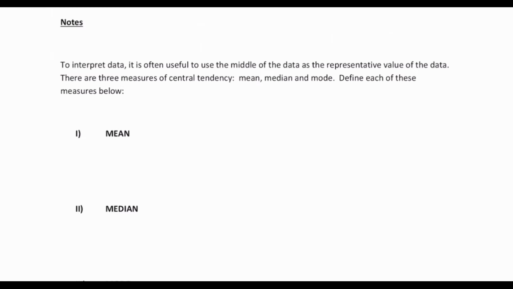Note, to interpret data, it is often useful to use the middle of the data as the representative value of the data. There are three measures of central tendency: mean, median, and mode. Define each of these measures below. So the first one, and probably the most common one that you've used, is the mean, and mean just means the average. So mean is, we can call it the typical value. Alternatively, we can say it is the average of the given numbers.